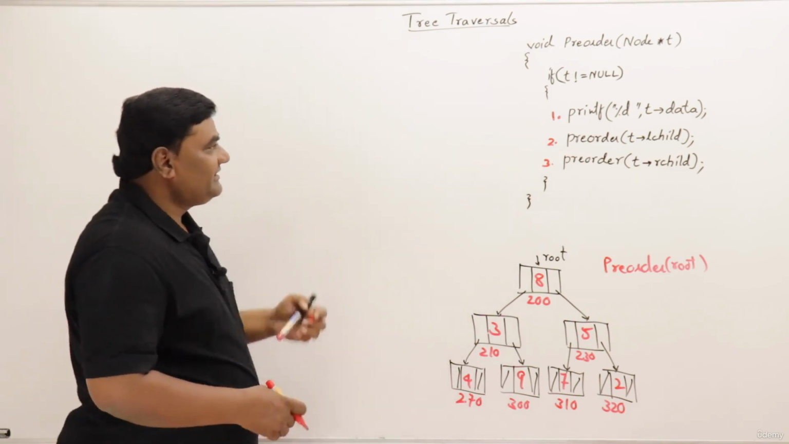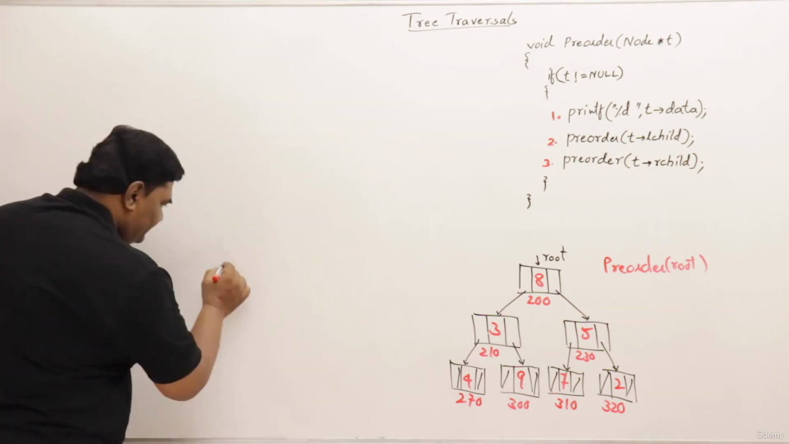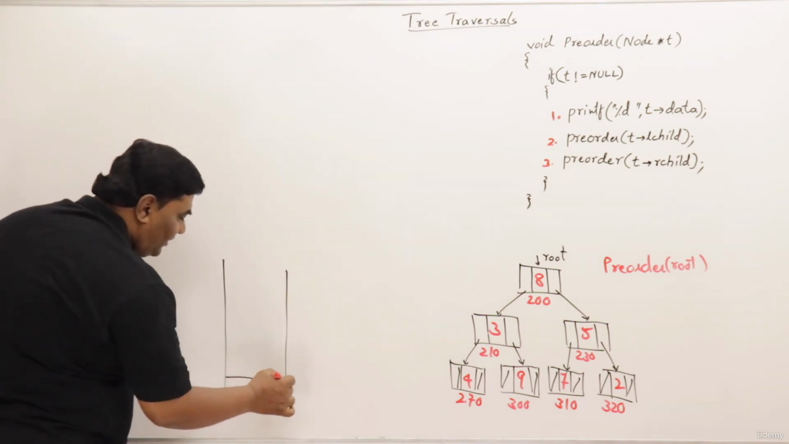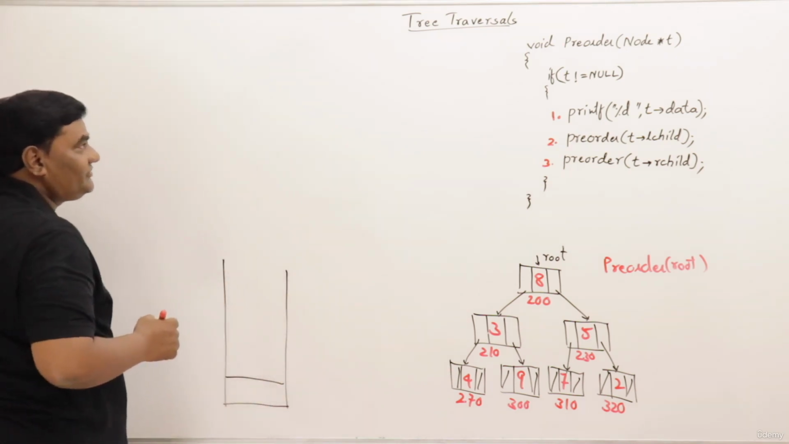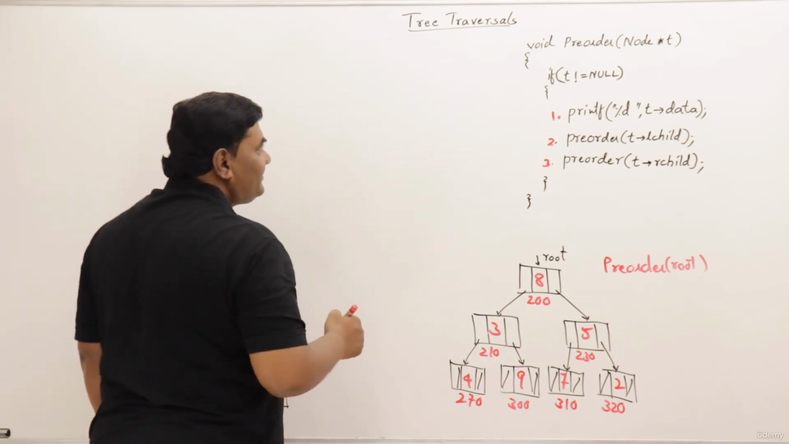So let us generate a tracing tree. For tracing tree, I will take a stack also. So here I will create a stack, that is system stack, to show how the activation records are created for each call. Let us start tracing that function using tracing tree.